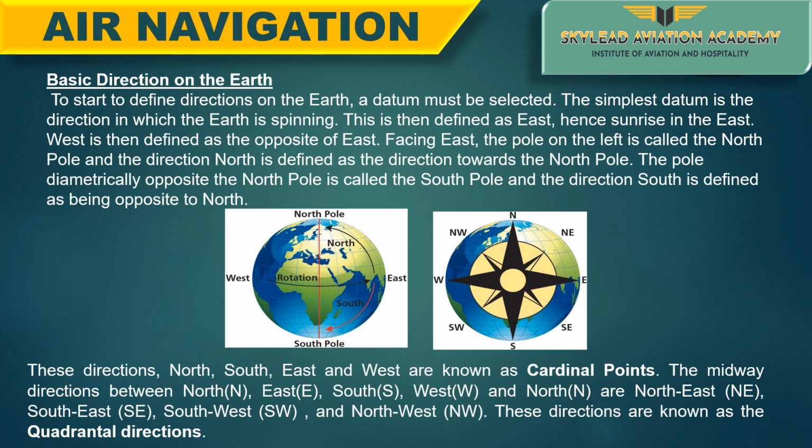Now come to the second image in the slide, which shows the directions north, south, east and west, and these all 4 directions are also known as cardinal points. So guys, the midway directions between north, east, south, west and north are northeast, southeast, southwest and northwest. These directions are known as quadrantal directions.